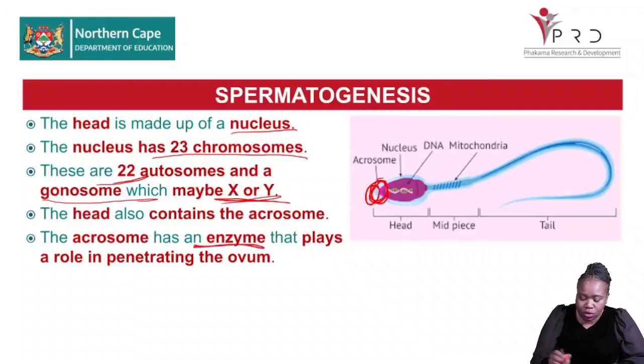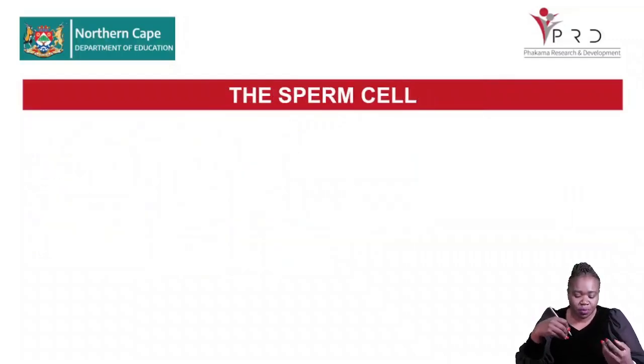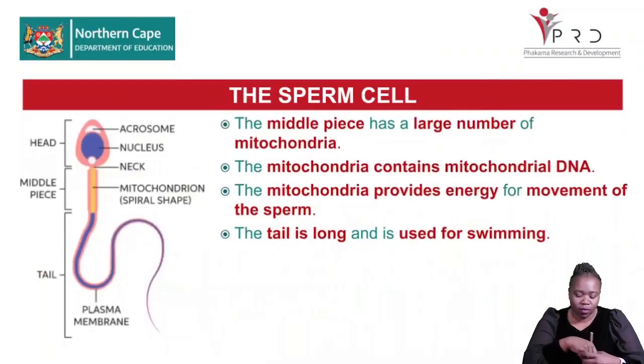And this acrosome contains enzymes. Now, these enzymes play a big role in penetrating the ovum, in such a way that they cause the breaking down of the outer layer of the ovum, in order for the sperm to be able to enter that ovum. So without the acrosome, the sperm cell will not be able to penetrate that ovum.